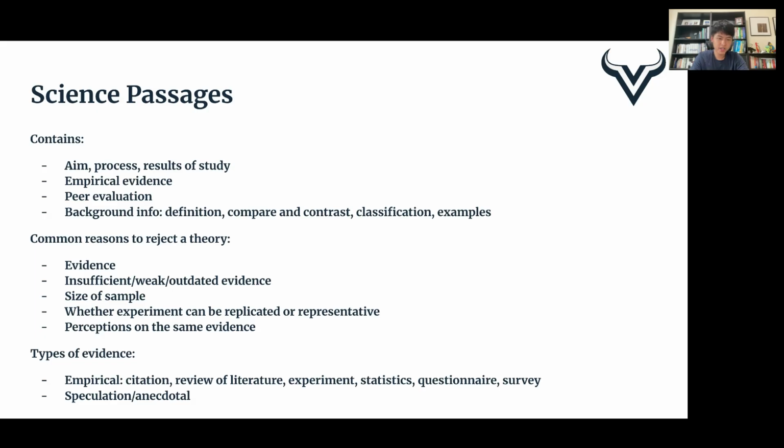Types of evidence that you may come across include empirical evidence, which is citations, the review of literature, experiments, statistics, questionnaires, survey, basically a lot of stats involved, like a very hard evidence. There's also speculation and anecdotal evidence, which are stories, which aren't as scientific and as rigorous as empirical evidence.